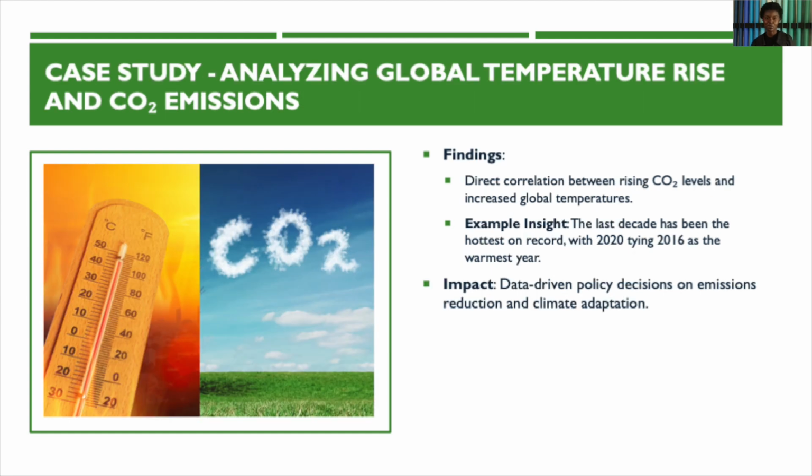Case study: analyzing global temperature rise and CO2 emissions. Let's dive into a case study that uses NASA's Global Land-Ocean Temperature Index and CO2 data from Mauna Loa. By analyzing this data, we can track annual global temperature anomalies from 1880 to the present, and compare them to atmospheric CO2 concentrations. The findings are clear. There's a direct correlation between rising CO2 levels and increasing global temperatures.